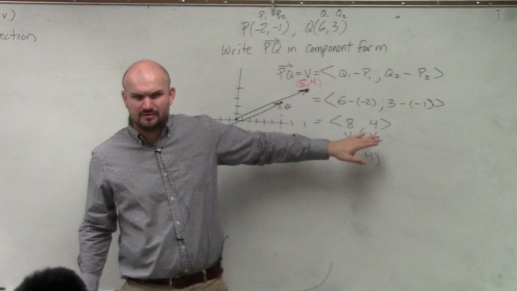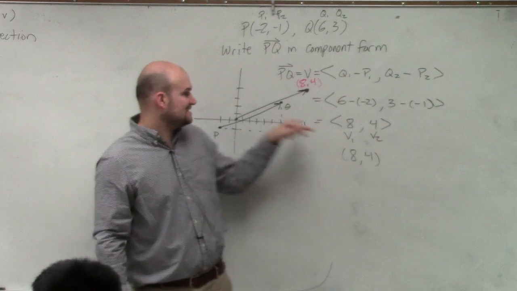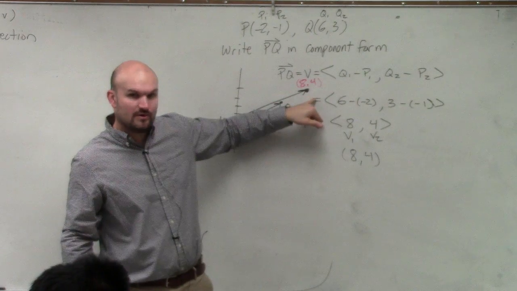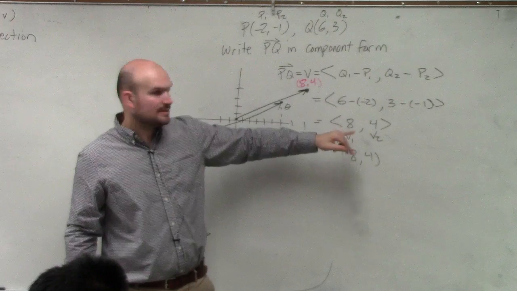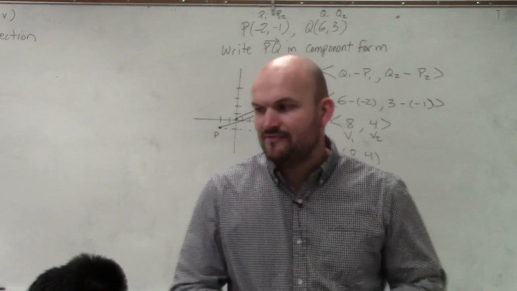A little bit, kind of? Just remember, this is a directed line segment from 0 to the point 8, 4. Directed line segment. That is just a point. So now we found component form.